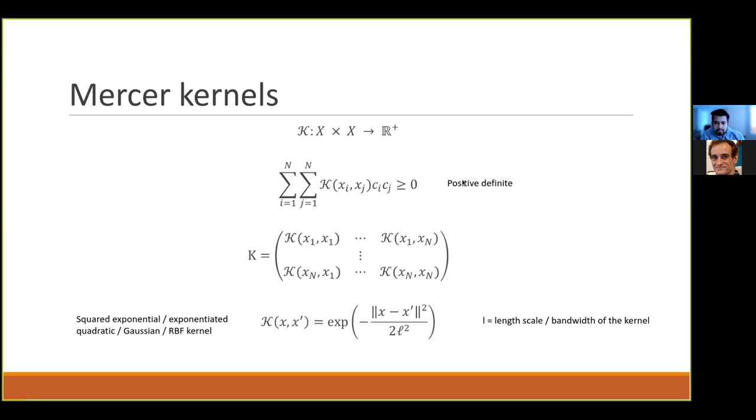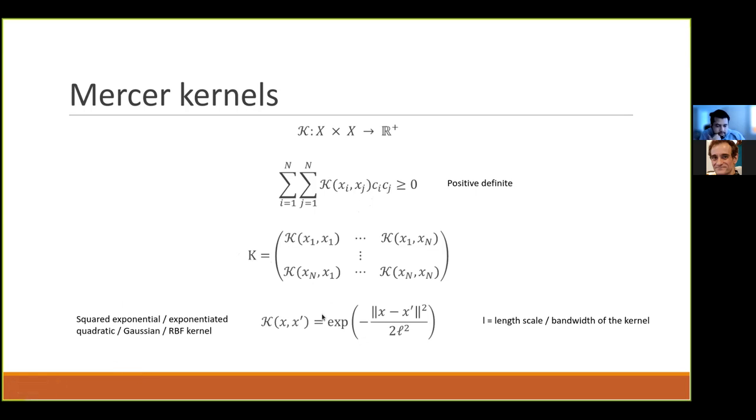So what does it mean to be positive definite? It's a property of a matrix in which, if you plot it, the graph would always be going upwards and it would be convex in nature. Now this K is usually called the Gram matrix. Every element of this Gram matrix is the value of the kernel for each pair of data points.